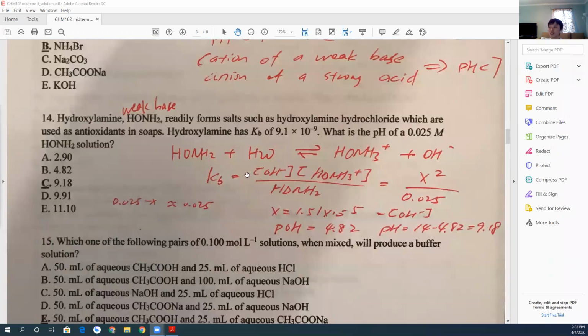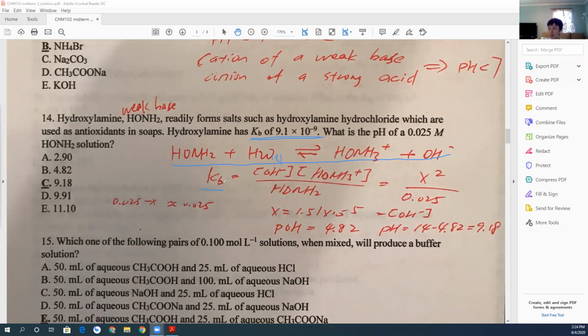Number 14. We have this compound which is a weak base, because the Kb value is given and it is very small. It asks you the pH of a certain concentration of this weak base. Similar to Ka, we can express Kb using this equation. Notice water here is a liquid, so it's not involved in this expression.